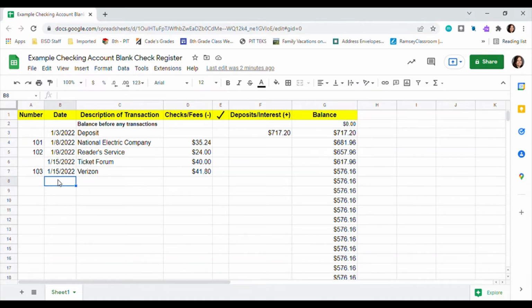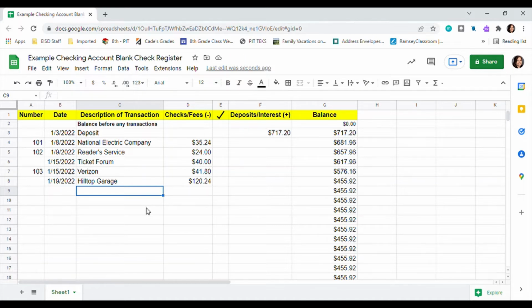In cell B8, I put the date that I got my car fixed, which if you look at the instruction sheet, it tells you that on January the 19th, you use the debit card at Hilltop Garage, and the amount of that transaction was $120.24. And so that transaction is done now. We have $455.92.